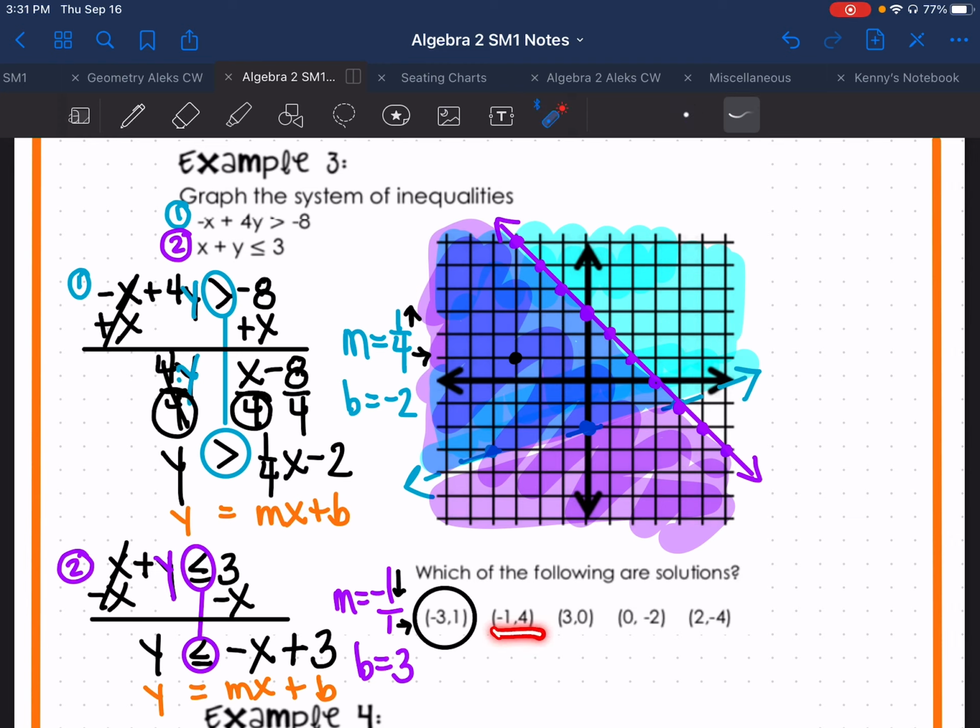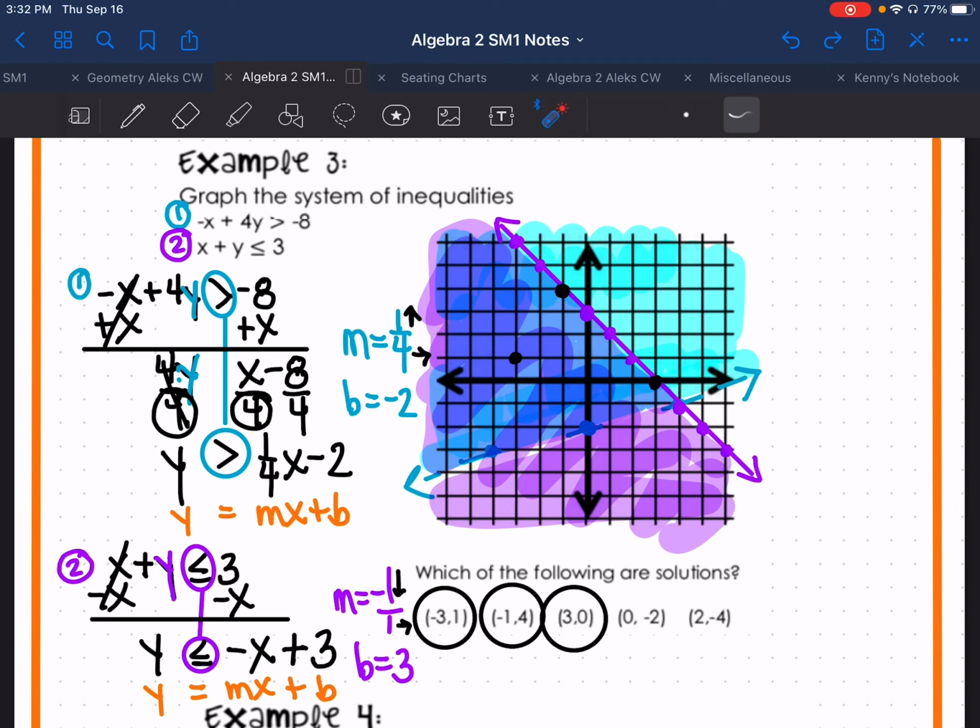-1, +4. -1, 1, 2, 3, 4. Yes, because the purple line is solid, that is a solution. Tricky. How about 3, 0? 1, 2, 3, right there. Another tricky one since it's on the purple solid line. Yes, that is a solution.